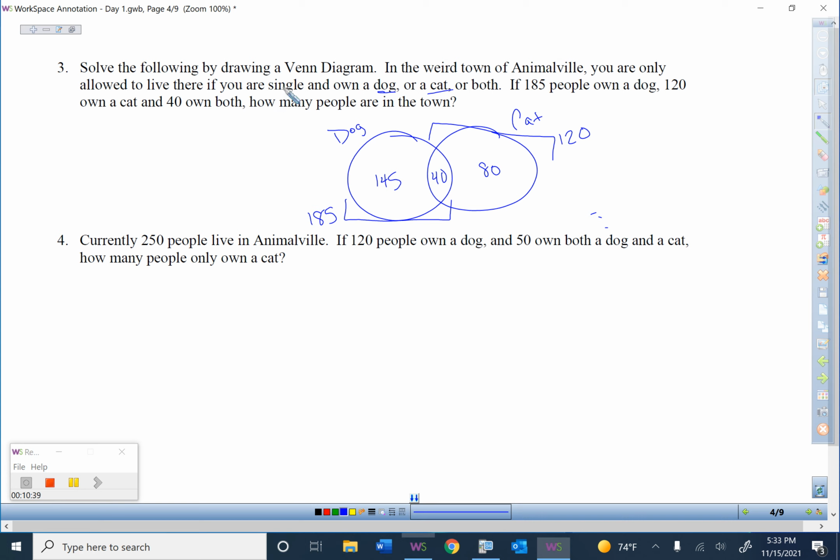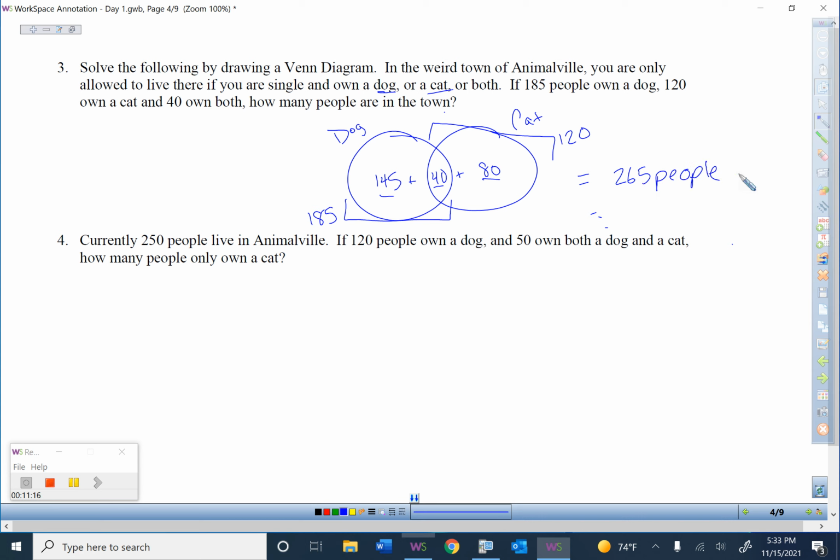Okay, so these requirements up here were important. You're only allowed to live in this town if you're single, meaning there's nobody sharing the same dog or cat. Okay, and you have to own a dog or a cat, so there's no one floating outside of these bubbles. So to find the total people, you just find the total of the three sections and add them together. Okay, and that gives you 265, and then we'll throw on a label of people.